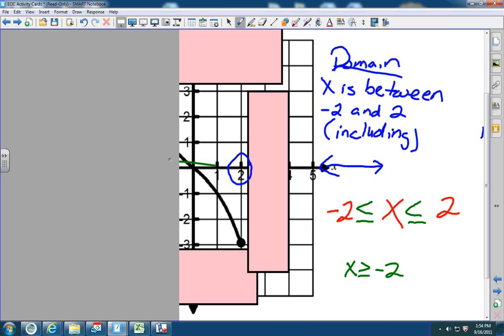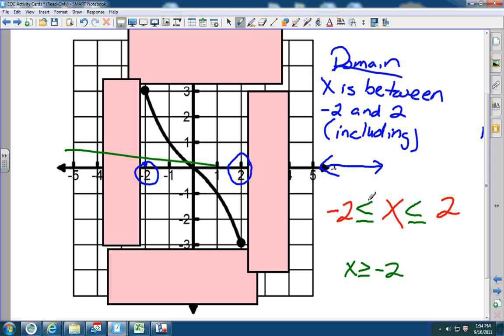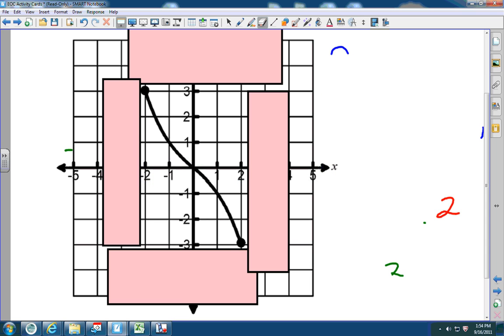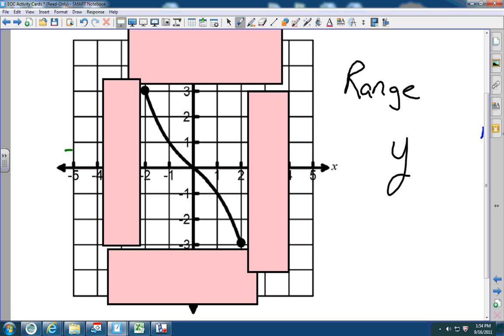Let me get that out of the way. Oops, I'm trying to mark all over the place. All right, so here's my domain. Now let's look at the range. All right, let me get this out of here. My range, there are my y numbers. Okay, so I've got my y. Now, the range goes up and down.